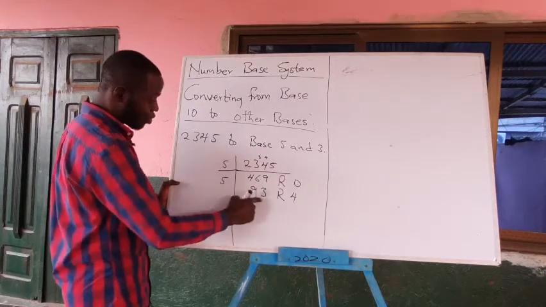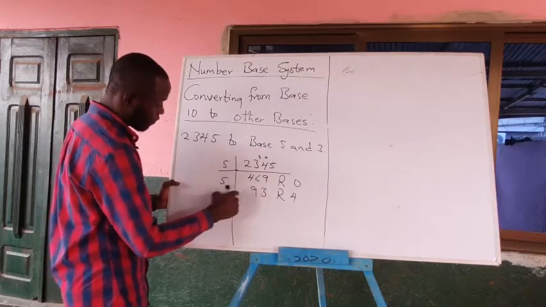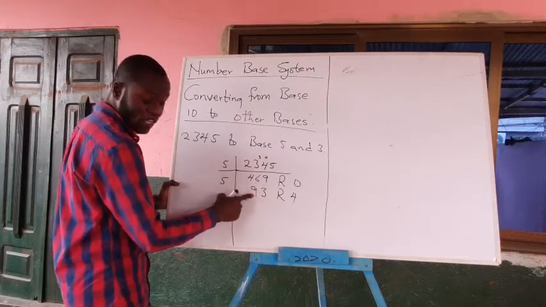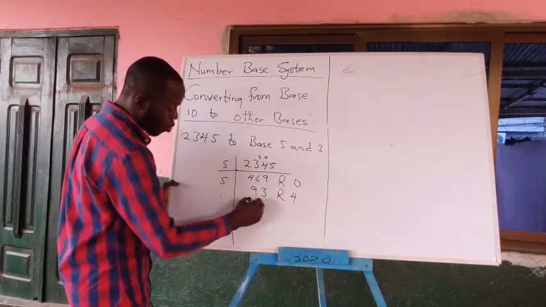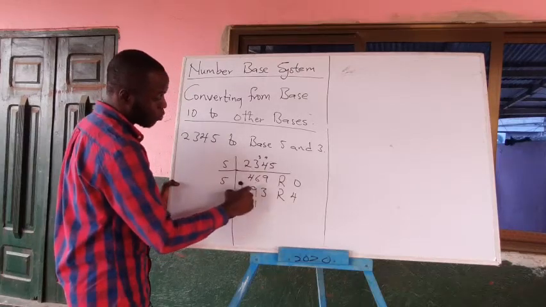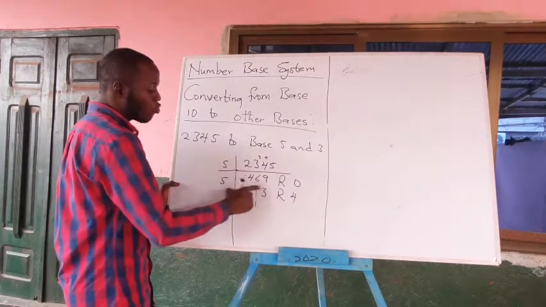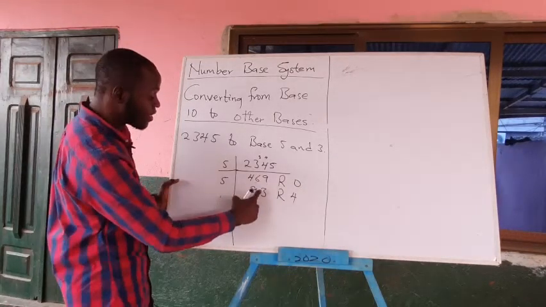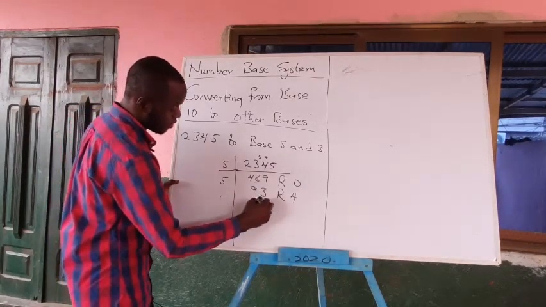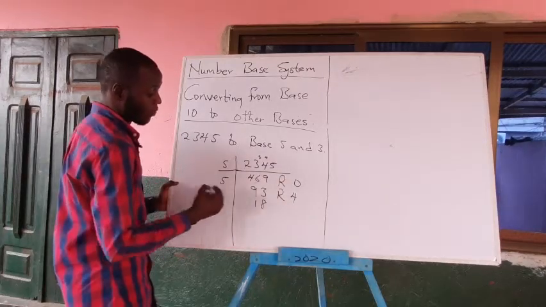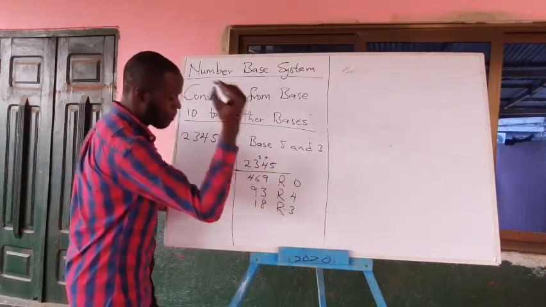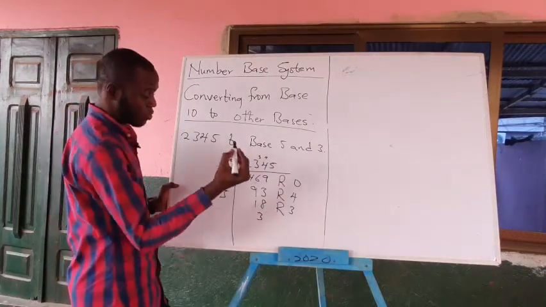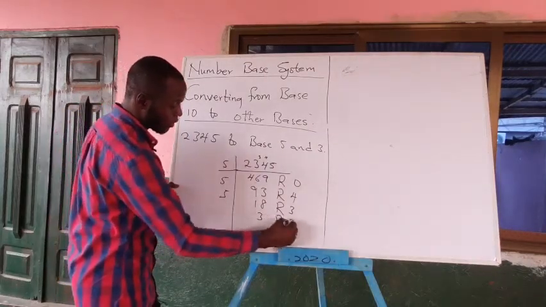Still we have a value here. So 5 will go into 93 how many times? Let's take the 9 first. 5 will go into 9 1 time, remainder 4. You add this to it, and it will be 43. 5 will go into 43 8 times, remainder 3. So you write your 3 here. Now 5 still can go into 18 how many times? 3 times, remainder 3 again.